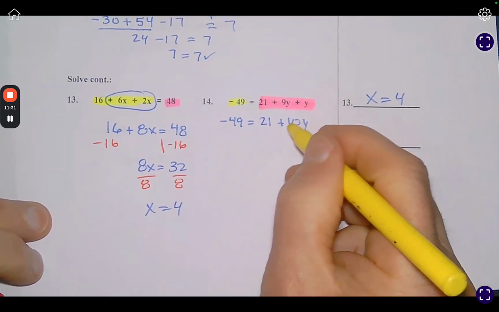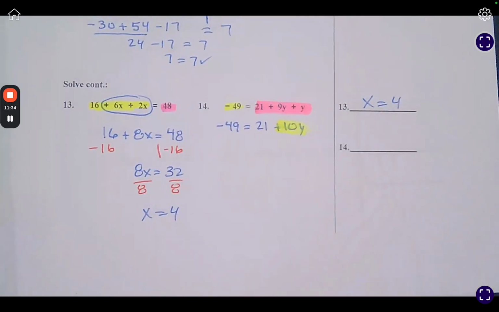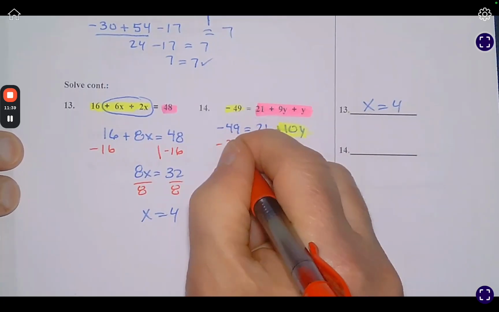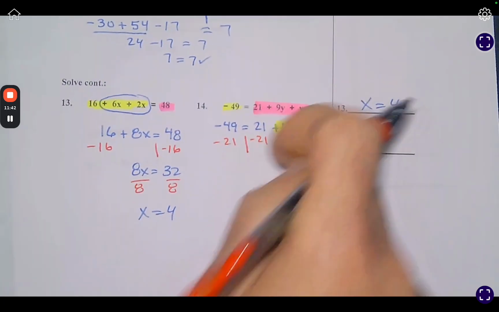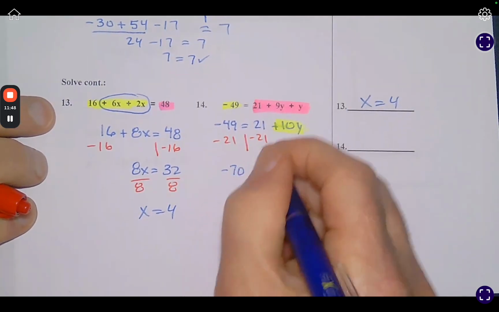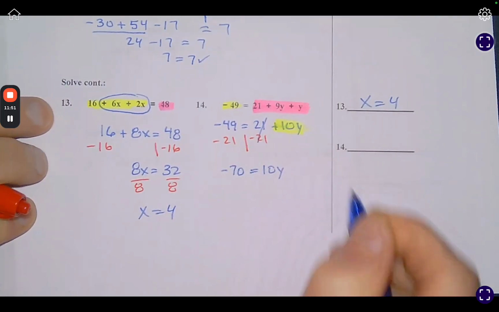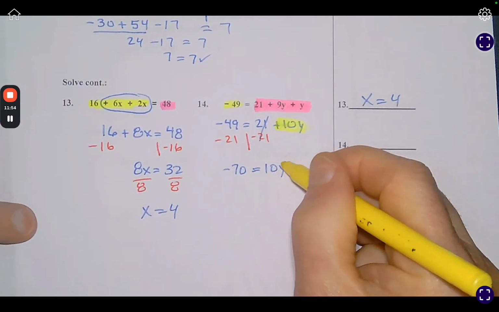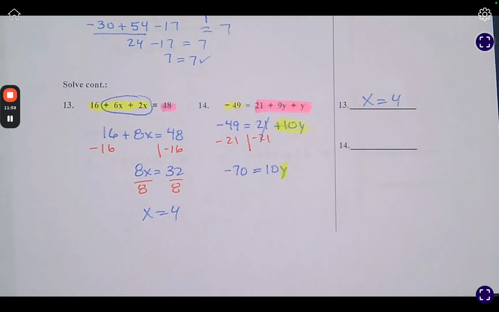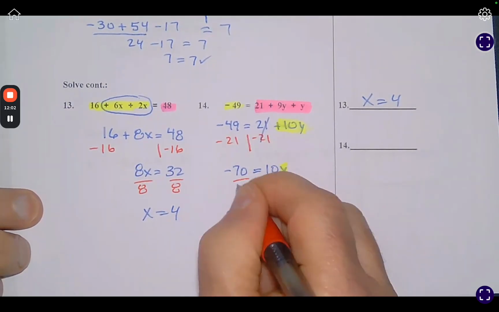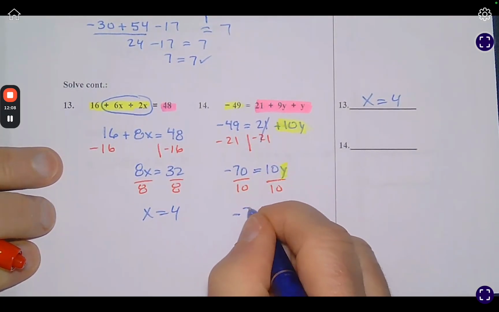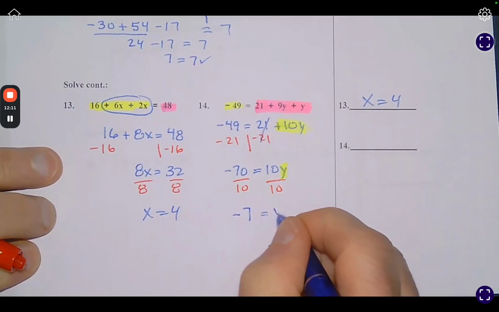Remember your goal. Get that y by itself. So I'm going to undo this positive 21 because I want to get that by itself. Simplify. That's negative 70. This goes to 0 equals 10y. Okay, now I want to get the y by itself. So after I get the term with y in it, then I want to get the actual y by itself. That's 10 times y. So the inverse operation of multiplication is division. Negative divided by a positive is a negative. 70 divided by 10 is 7, equals y.